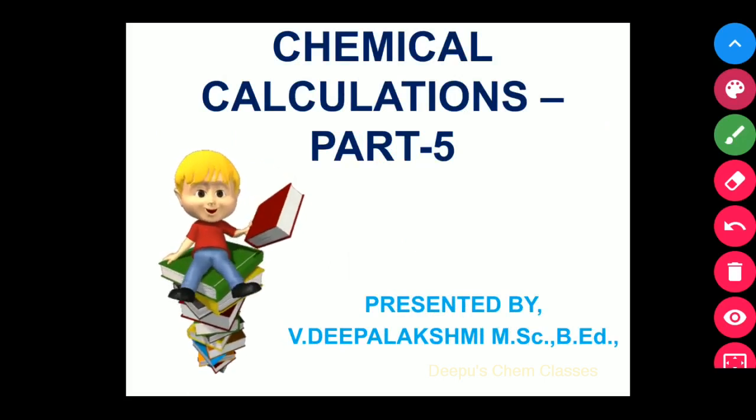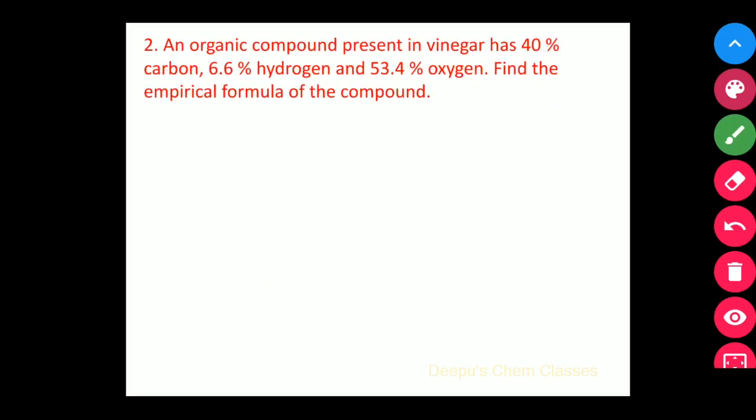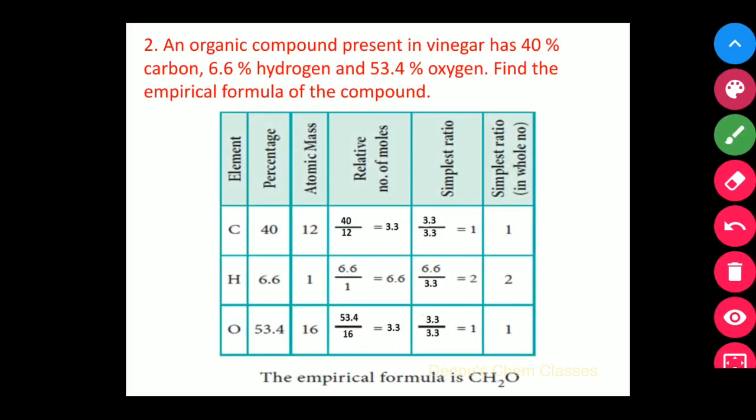Today's class is about chemical calculations, and in that we are going to see how to calculate the molecular formula from the empirical formula. This problem we have already seen in the last video. Based on the percentage composition of the elements present, we calculated the empirical formula of the compound as CH2O. From the empirical formula, we are going to determine the molecular formula now.